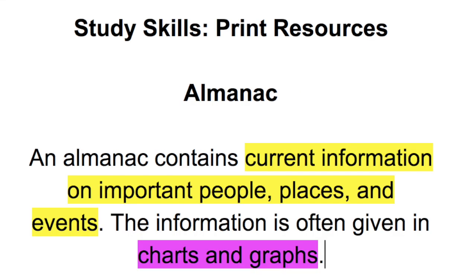Our next print resource, an almanac. An almanac contains current information on important people, places, and events. The information is often given in charts and graphs. And we have talked about almanacs. We have the Farmer's Almanac, which we use to look back at weather patterns and is actually used to predict future weather patterns. And then we have a sports almanac where you can look back and see who won the World Series in 1973.